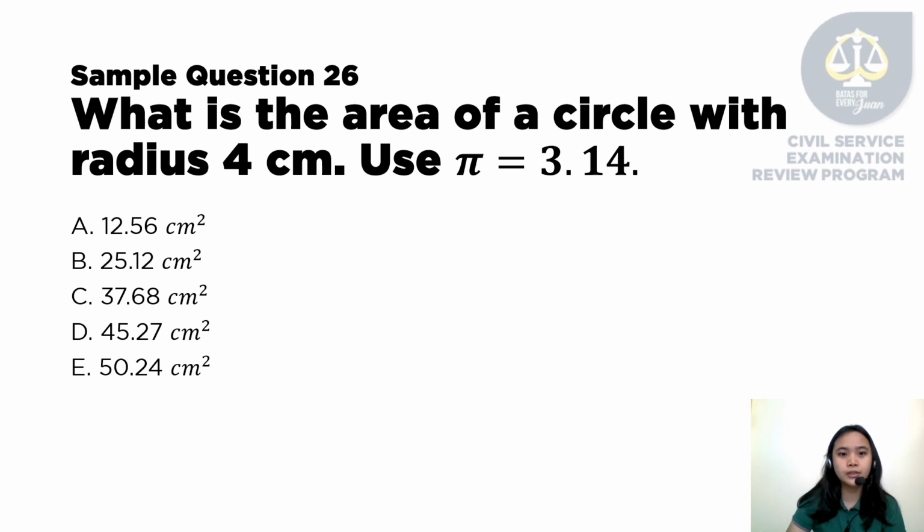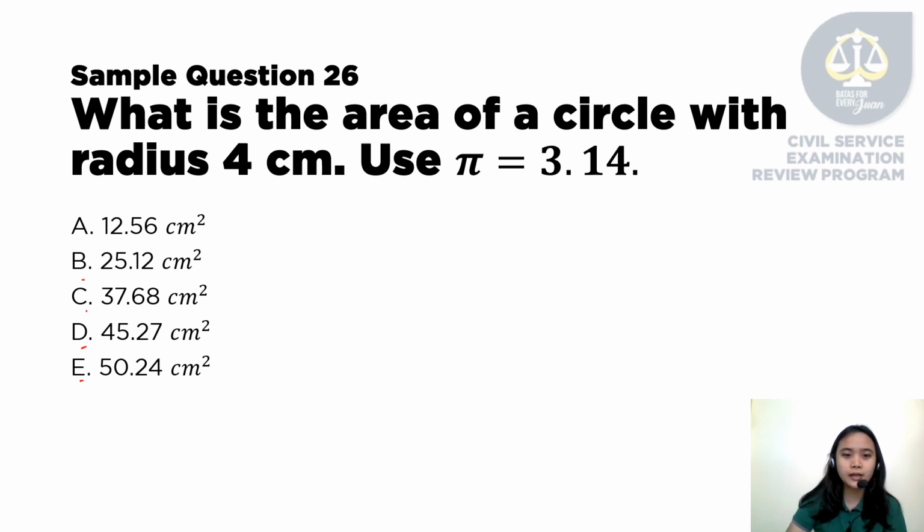Sample question number 26. What is the area of a circle with radius of 4 cm? And use pi, which is equal to 3.14. Letter A, 12.56 cm squared. B, 25.12 cm squared. C, 37.68 cm squared. D, 45.27 cm squared. And E, 50.24 cm squared.